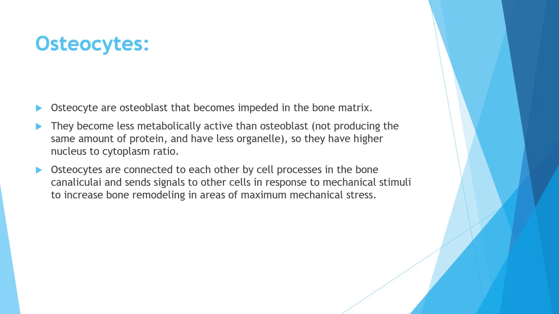Osteocyte actually comes from an osteoblast. The osteoblast, as we said, forms protein and produces the bone matrix, and it lines the bone surface. With time, the osteoblast becomes impeded into the bone matrix and becomes less metabolically active, and in this time it becomes osteocyte. So osteocytes are derived from osteoblasts. They are much less metabolically active than osteoblasts. They form much less protein, and they have a higher nucleus to cytoplasmic ratio.